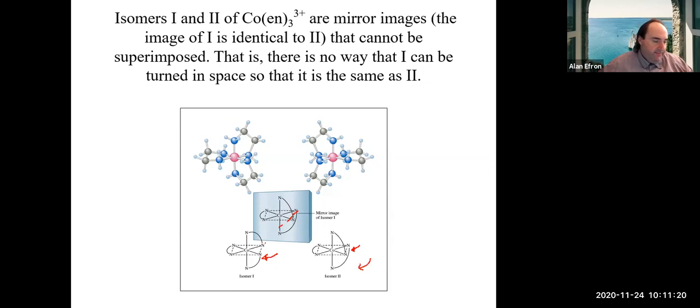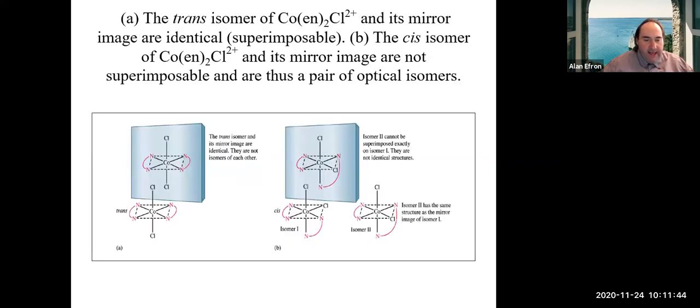Because of how it reflects, this guy reflects backwards, and we get this additional connectivity that we don't have in the original one, which is not going to allow it to be rotated in any direction and superimpose correctly on each other. Here, though, if we look at A, the trans isomer, its mirror image is identical and superimposable.